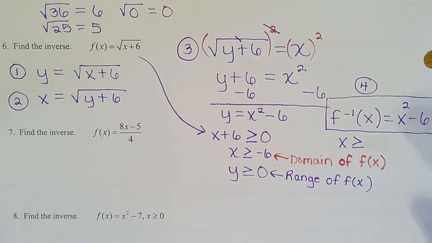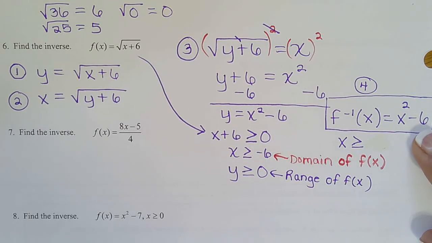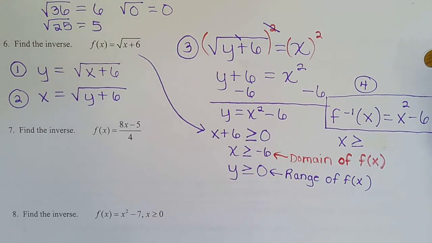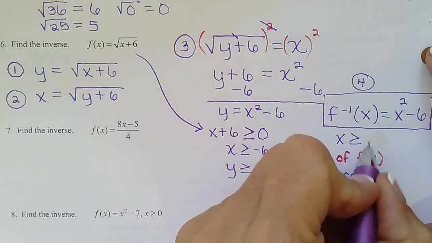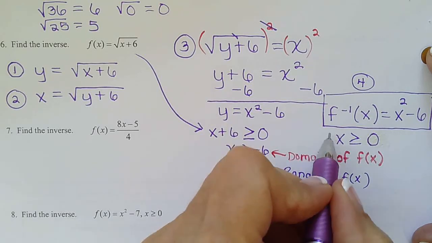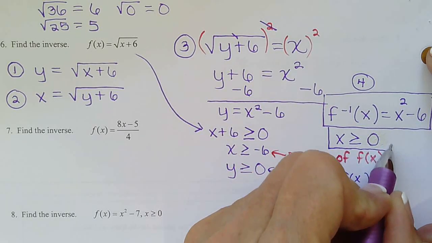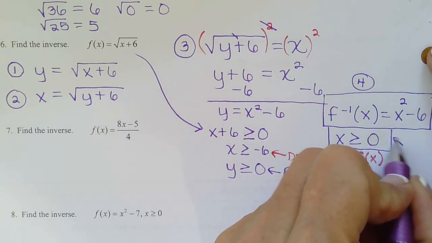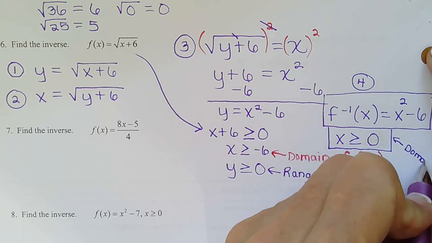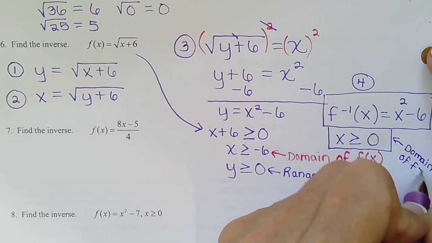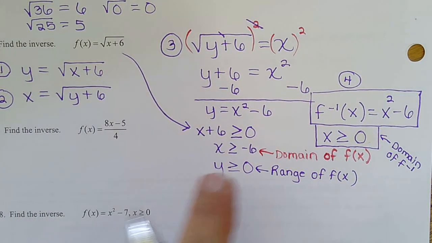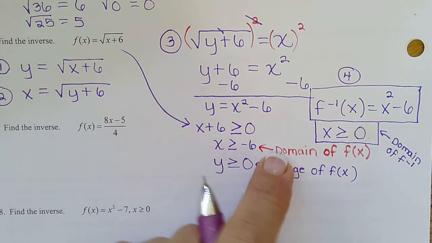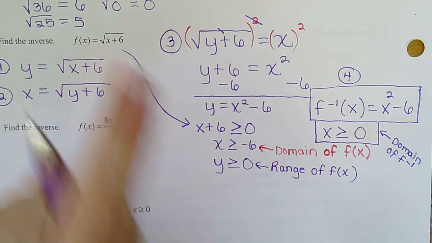So when we go to write the domain of this inverse function, remember how x and y were interchanged? So the range of f of x must be the domain of x. So replace that with x and we get x is greater than or equal to 0. So that would be the domain of f inverse. And if they ask the range, which they usually don't, it would be this. So the domain of f becomes the range of f inverse.